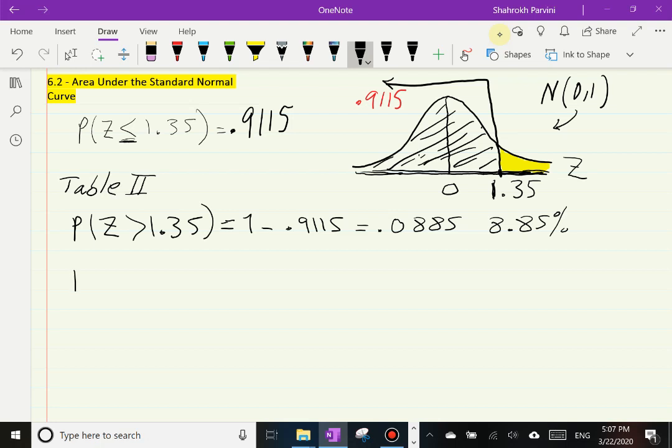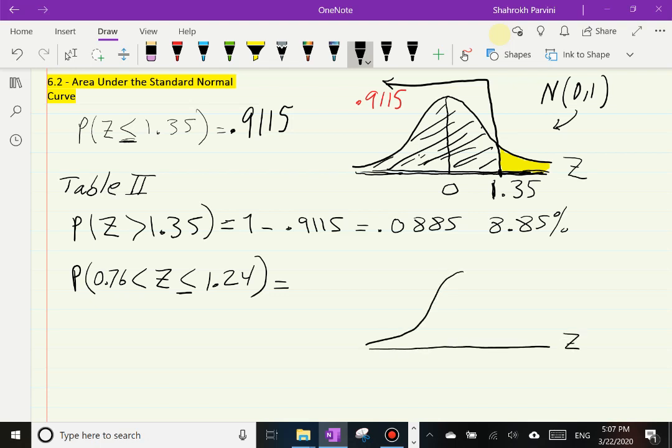Let's say I want to find the probability of a z-score that lies between 0.76 and 1.24. I'm going to put equality on one and not on the other, and then I'll make a comment about having the equal sign or not having it for a continuous distribution. So now let's draw the standard normal distribution that corresponds to our probability statement. So here's my normal distribution, centered at 0. 1.24, that's about here-ish. And 0.76, let's call this one 0.76.